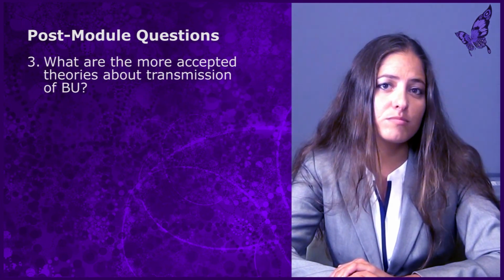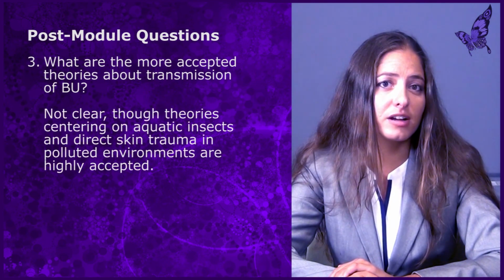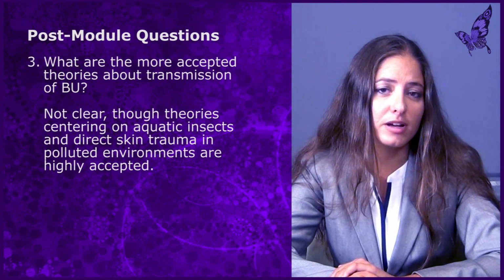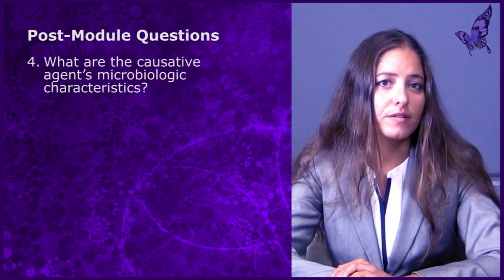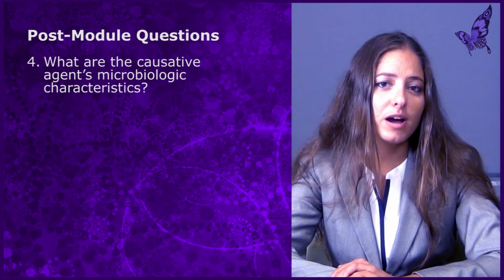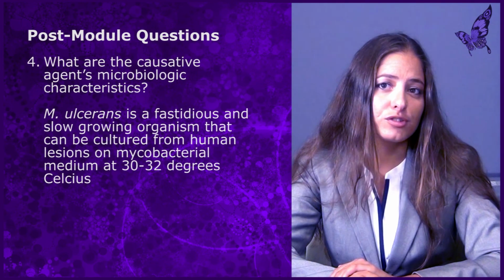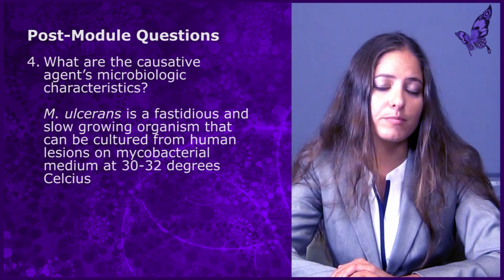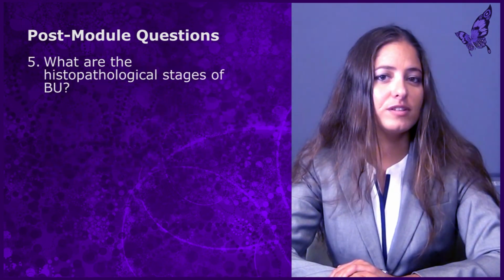Question 3. What are the most accepted theories about transmission of Buruli ulcer? The answer is not clear, although theories centering on aquatic insects and direct skin trauma in polluted environments are highly accepted. Question 4. What are the causative agent's microbiologic characteristics? The answer is that M. ulcerans is a fastidious and slow-growing organism that can be cultured from human lesions on mycobacterial medium at 30 to 32 degrees Celsius.